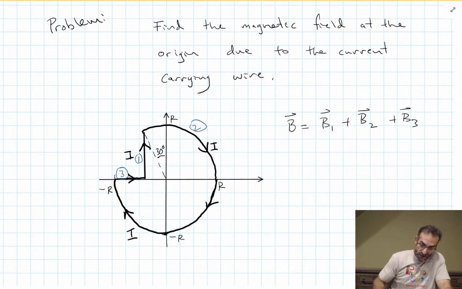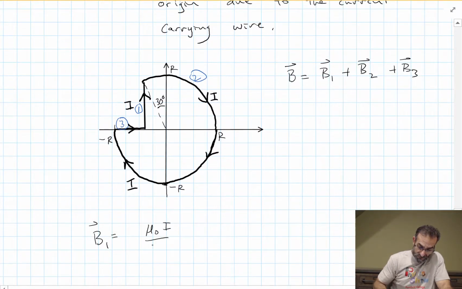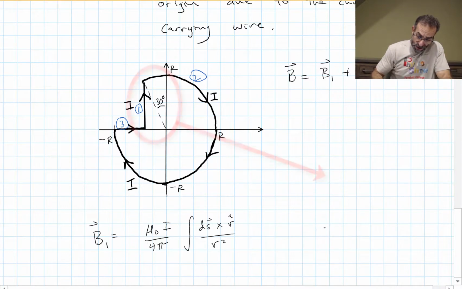So let's go ahead and find each one of these. The magnetic field due to segment 1, and let's take a closer look. I'm going to zoom in.